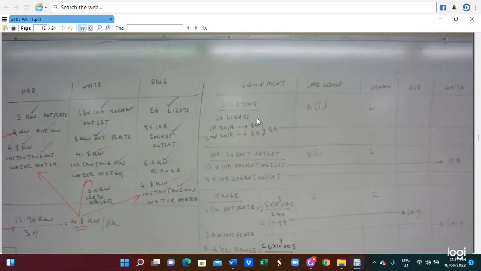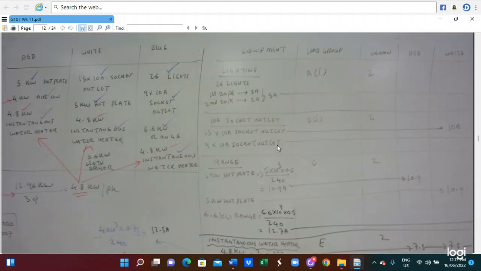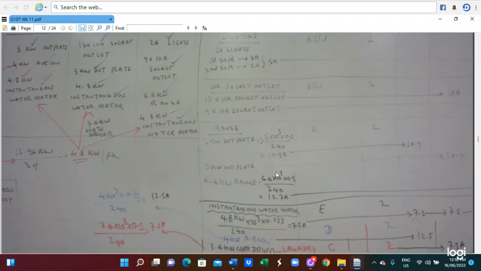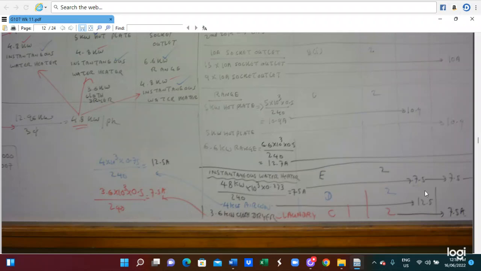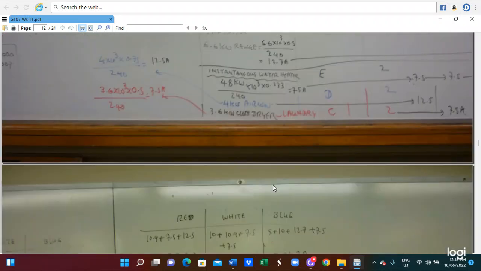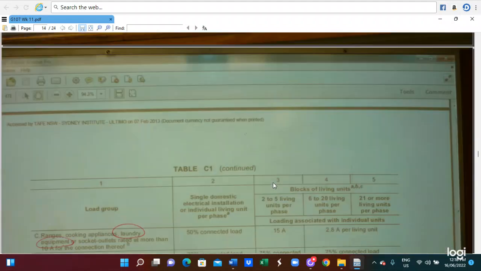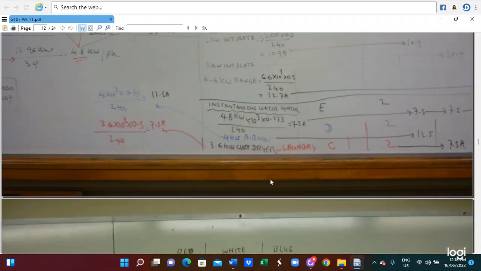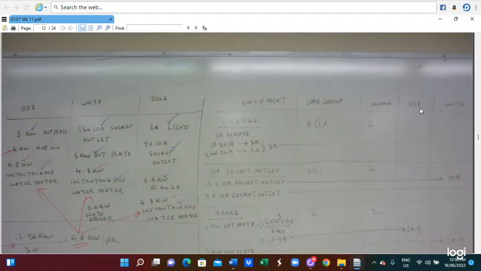So here is the lighting point. For lighting points we use load group A1. So the first 20 points is 8 ampere. Additional 20 points are 2 ampere. So that will be 5 ampere. So we put this 5 ampere into the load group, and also the 10 ampere socket outlet we calculate, and also the range we calculate, and also the hot plate and instantaneous water heater we calculate. Using AS3000 table C2 we calculate, and we put those values in the respective red, white, and blue columns.